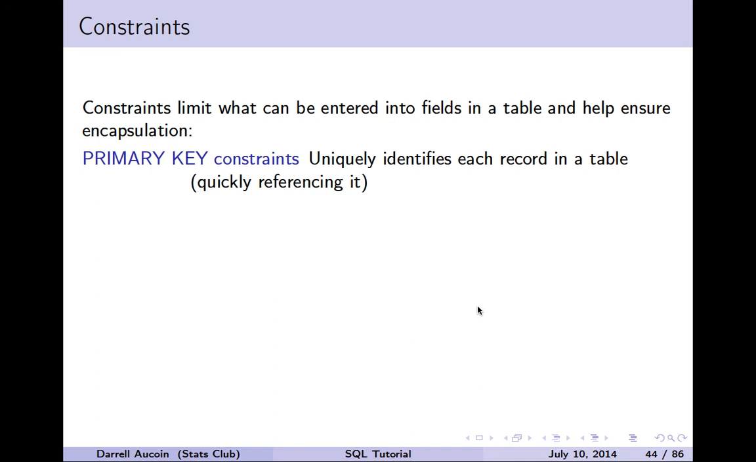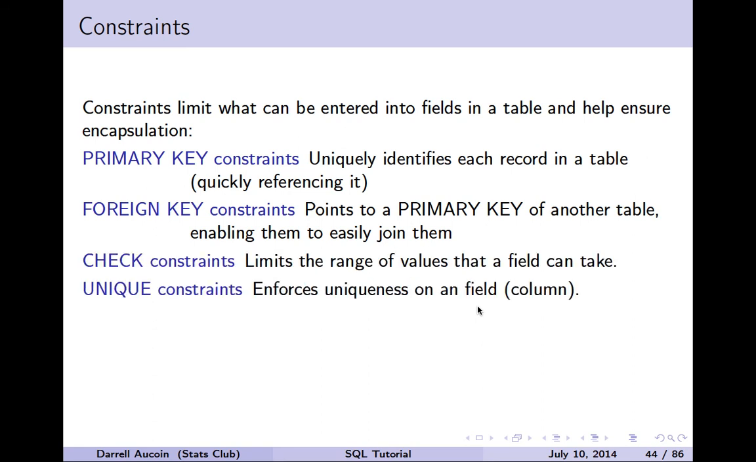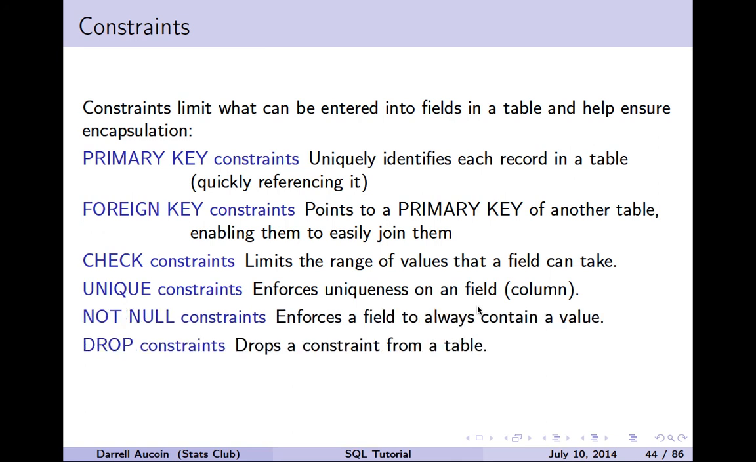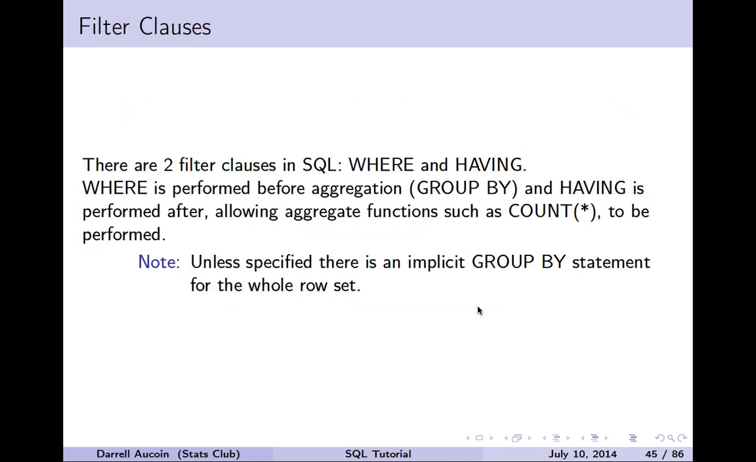Constraints, primary key. I already described primary key and foreign key, so we could also check constraints, enforce uniqueness on a field, and specify that a field could be not null. We also could drop constraints from tables. We also create indexes for fields, to make them easily searchable. Don't worry, I'm just basically giving the background, and then we're going to get more into it.